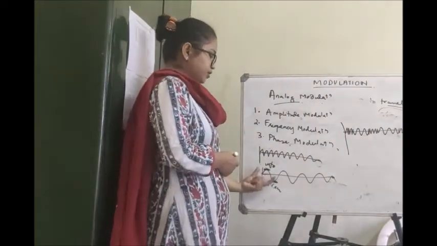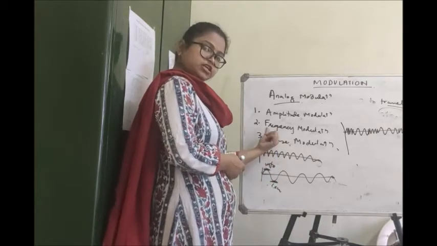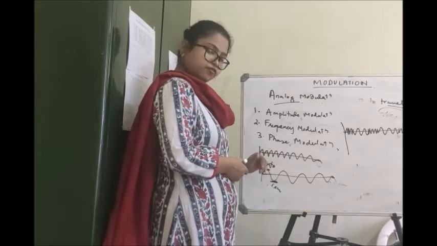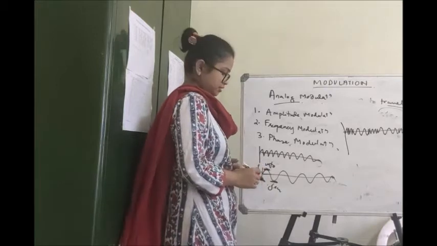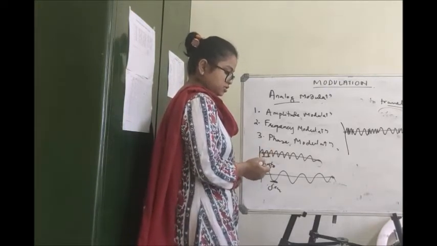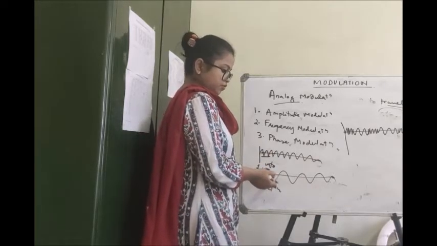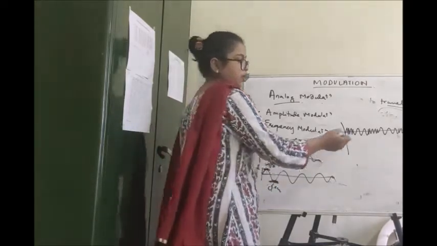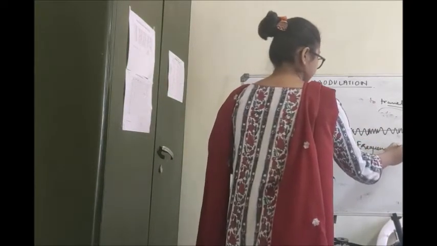Whenever the carrier has an up phase, we take the information frequency. When the carrier has negative volt, let's say this is 1 and this is 0, let's codify this. Whenever we have 1, we take the frequency of the information signal. Whenever we get the carrier value of 0, we take the carrier frequency. So this is called frequency modulation.